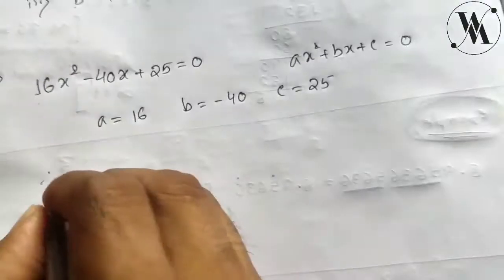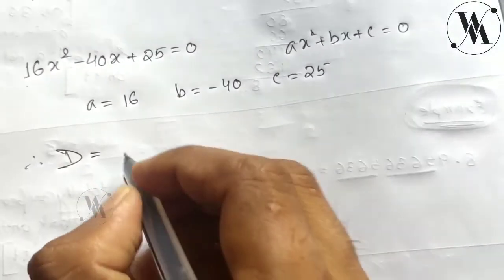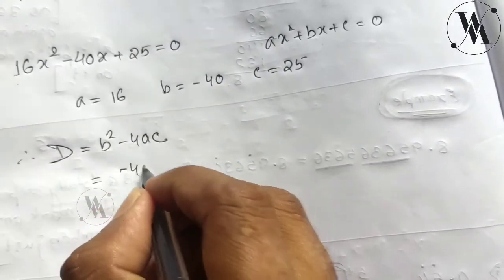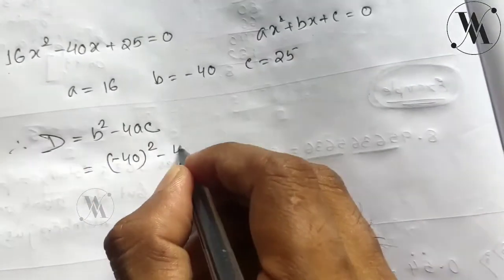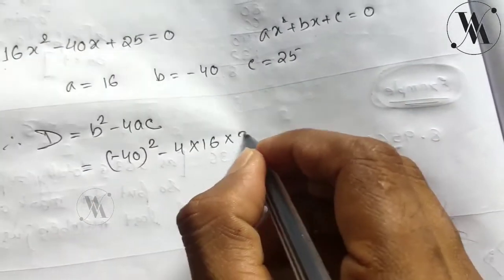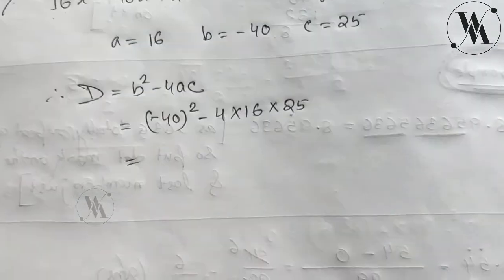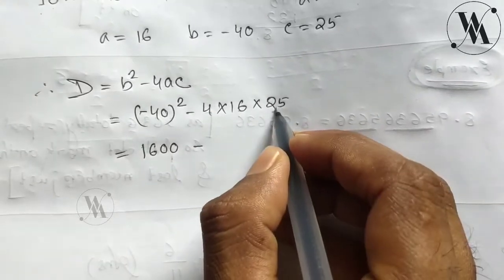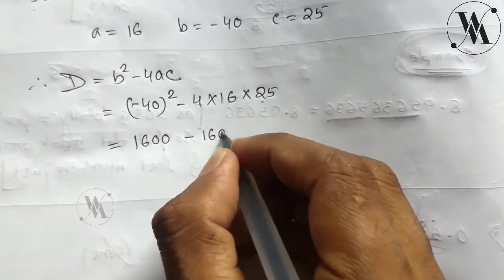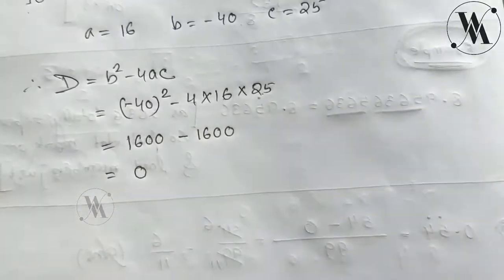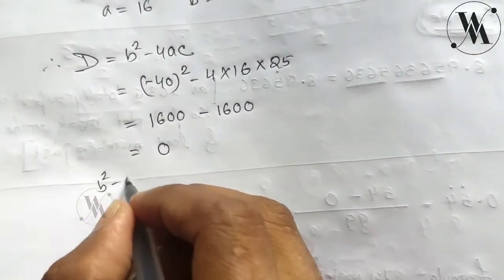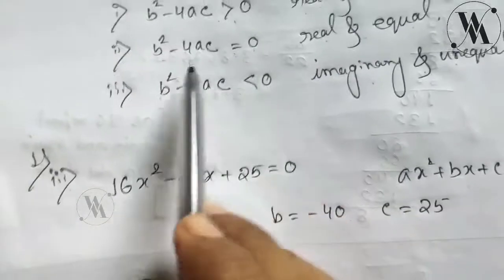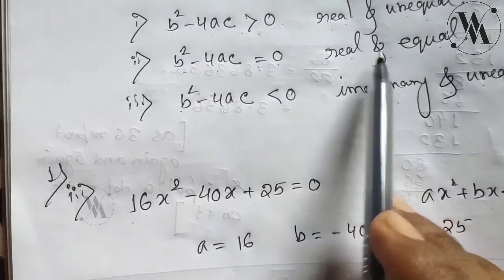Now we have to find the value of the discriminant, that means D. D is denoted for discriminant, so discriminant equal to b square minus 4ac, that equals minus 40 whole square, which is the value of b, minus 4 into 16 into 25. Minus 40 whole square equals 1600, and 4 into 25 equals 100, 100 into 16 equals also 1600. So 1600 minus 1600 equals 0. That means the value of b square minus 4ac equals 0. Now if b square minus 4ac is 0, then the roots are real and equal.